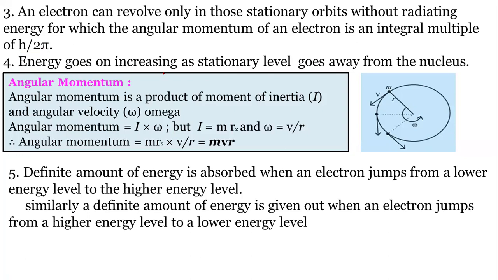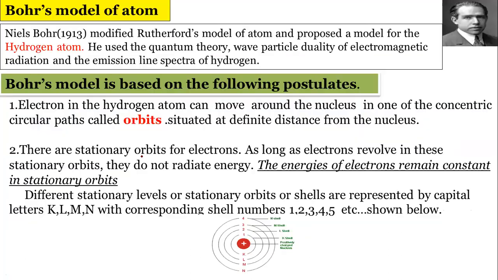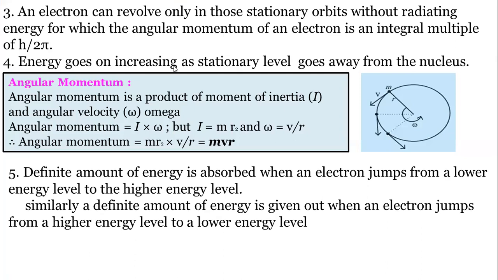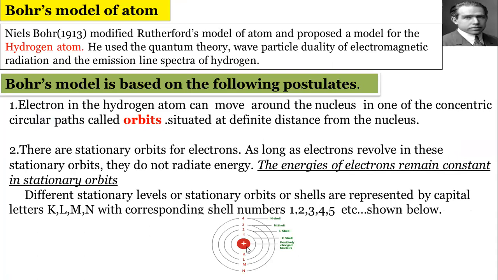Energies go on increasing as stationary levels go away from the nucleus. See this diagram and see the postulate. Energy goes on increasing as stationary levels go away from the nucleus. So this is the nucleus. As these stationary orbits go away from the nucleus, energy will be increasing.